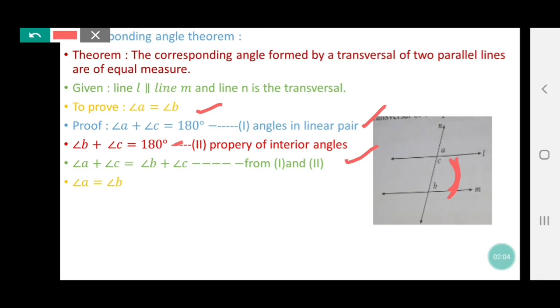So here the next part, that is angle A plus angle C equals angle B plus angle C. Now if you observe this equation, what do you get? Angle C is common on both sides. So what will happen? It will get cancelled. So what is left with us? Angle A is equal to angle B. So here we have proved that the corresponding angles formed by the transversal of two parallel lines are of equal measure.